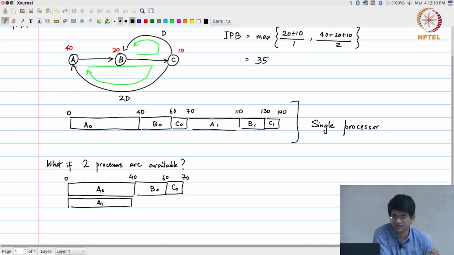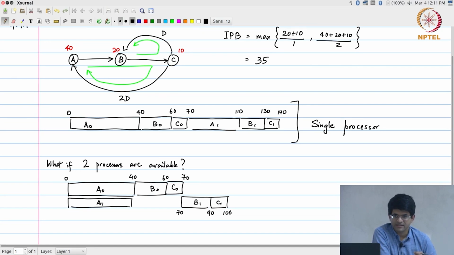Actually no, B1 does not have the data that it needs. Why? Because until C0 completes, B1 cannot execute. Okay. So, what happens now? It essentially means that B1 can start only here. Okay. So, I start at 70, finish at 90, and now C1 can execute and will finish by time 100.